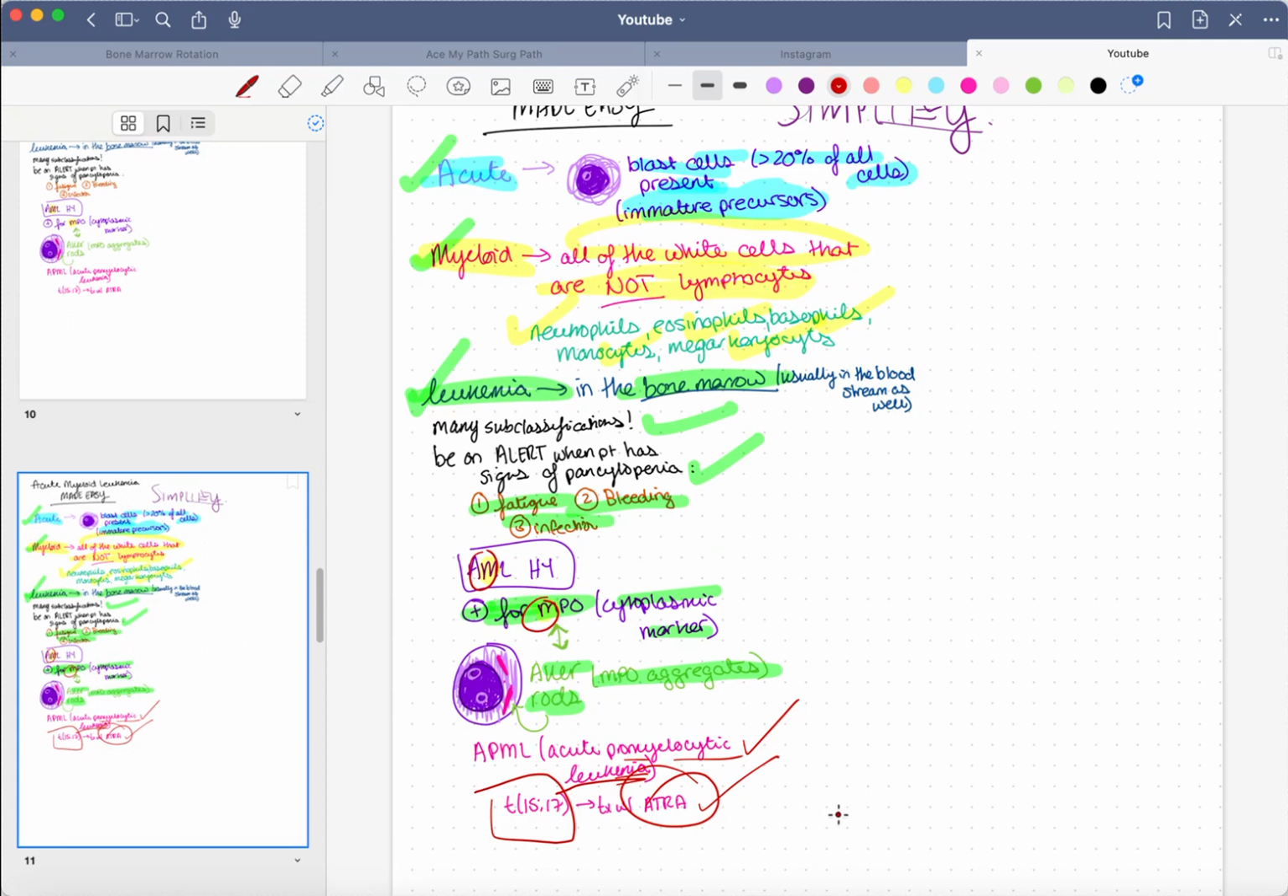I hope that helps demystify the disorder a little bit more. Don't get bogged down in the details here. This should be enough for your board exams.